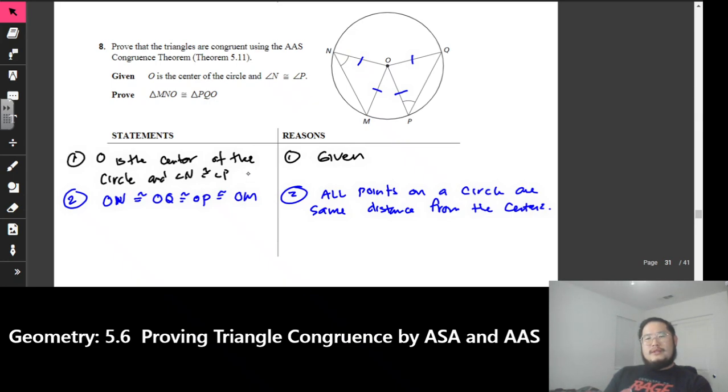What else can we use here? Angle, angle, side. If I use angle NOM, that doesn't really work out because that's angle, side, angle. So let's look at the diagram carefully. Look at one of the triangles. What do we know about the triangle right here? If I have two sides, two legs that are equal, then we have ourselves an isosceles triangle. See how we put it all together.